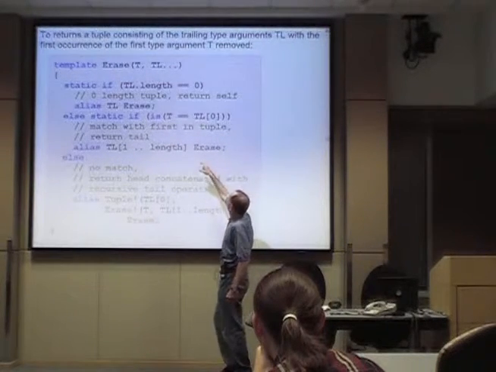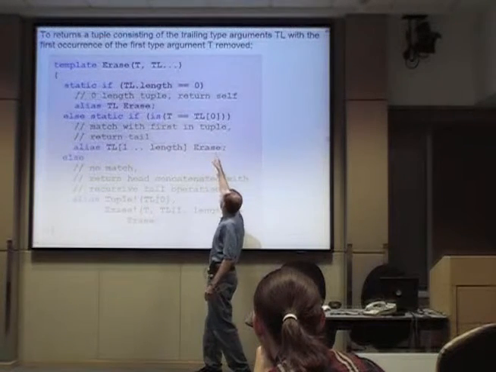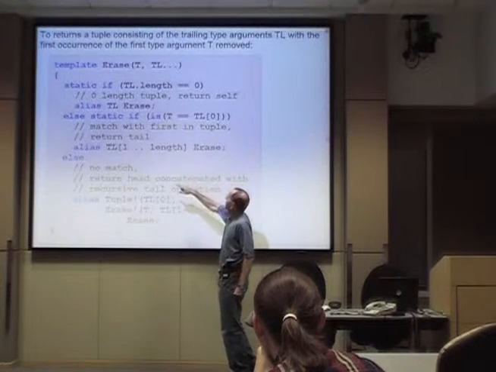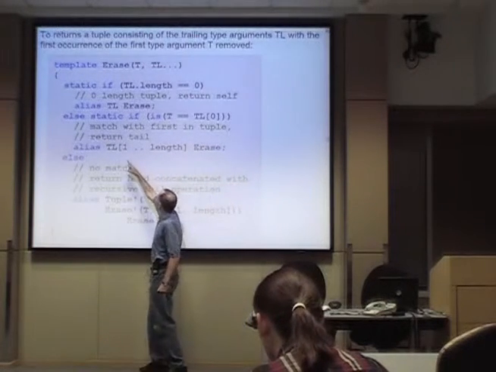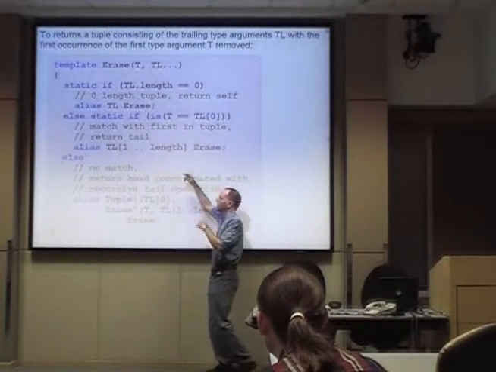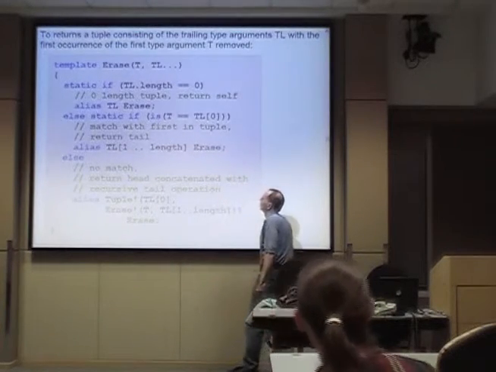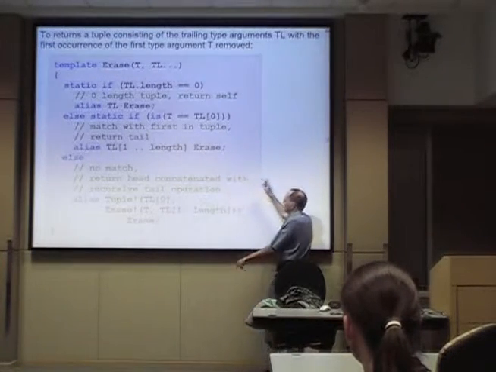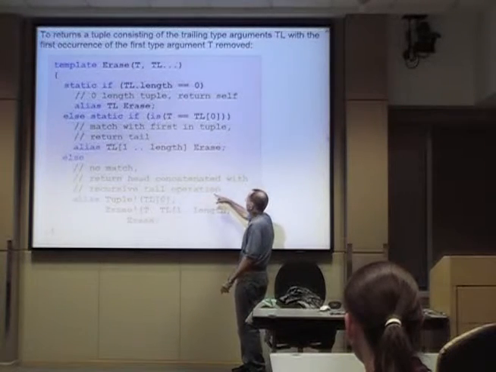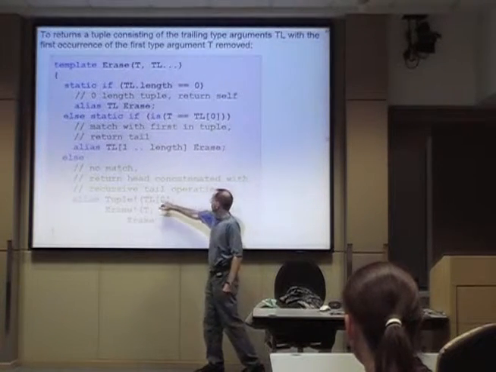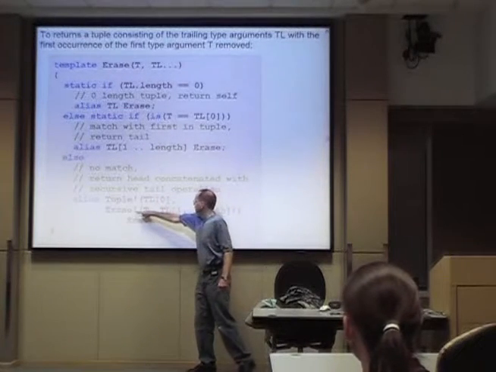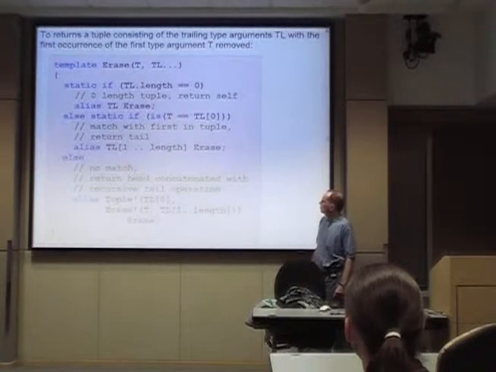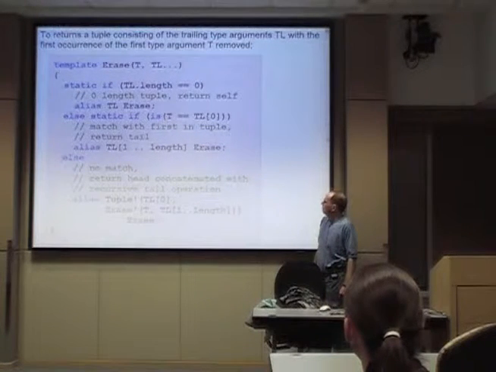The next thing is, if my type is at the head of the tuple, then I return the tail of the tuple, which is what this does. It creates a slice of the tuple of whatever's left and returns that. Otherwise, no match. So I return the head of the tail concatenated with the recursive erase of the tail, which is, here's the head of the tail, and then I try to erase the type out of the rest of the tuple, and that's the result. You can do this in C++.